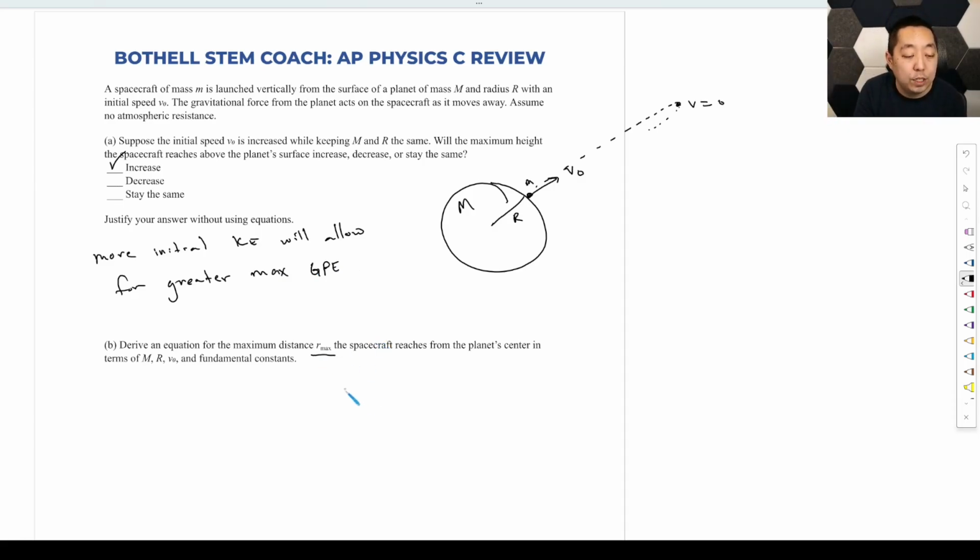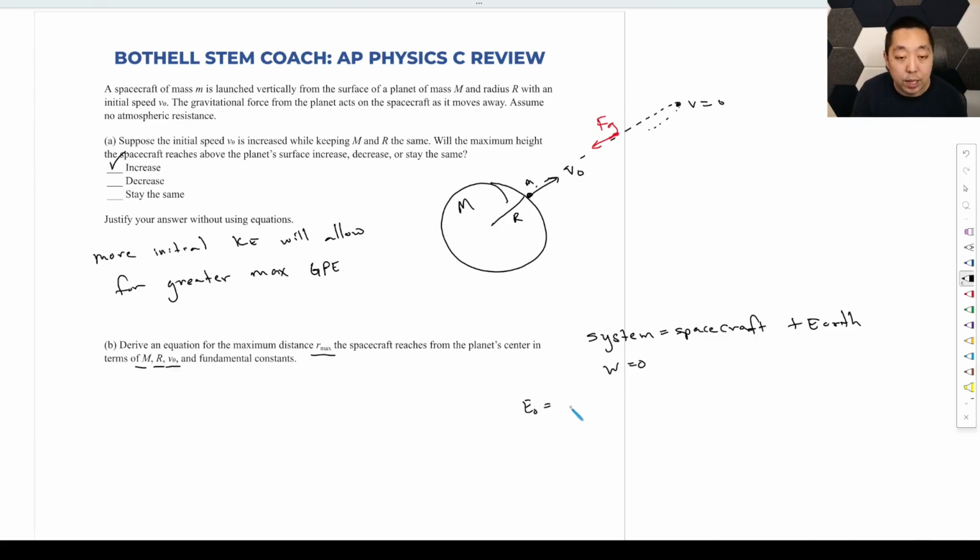We want to derive an equation for r max, the distance the spacecraft reaches from the planet's center, in terms of m, r, v0, and fundamental constants. So let's talk about the system. The system is going to be the spacecraft plus the Earth, because there's a change in height. If we think about only the forces acting on it, we just have gravity acting on it as we're moving. And that's not going to do any work, so the work is 0. Why doesn't it do any work? It's part of our system. We've included the Earth. So we need to think about the initial energy.